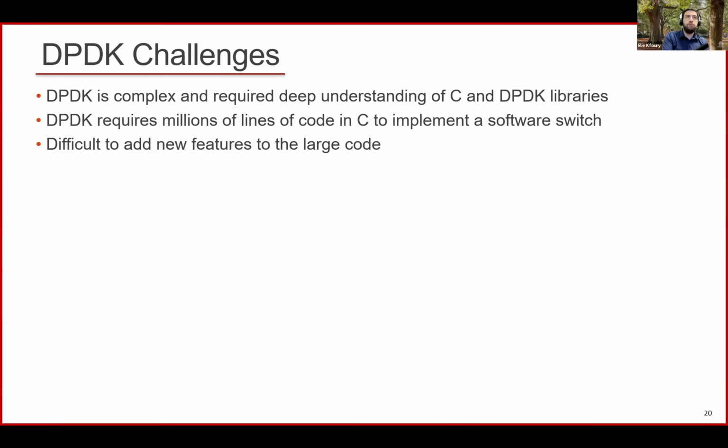For example, to implement a simple software switch, you would require millions of lines of code in C with DPDK. And because the program can get very large, it's very hard to add new features to that large code. So it becomes more and more challenging.